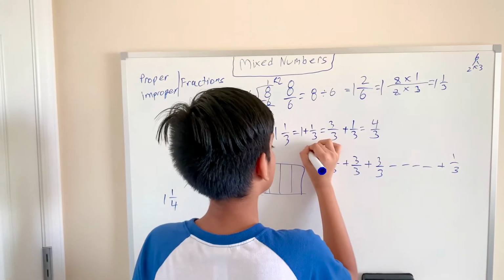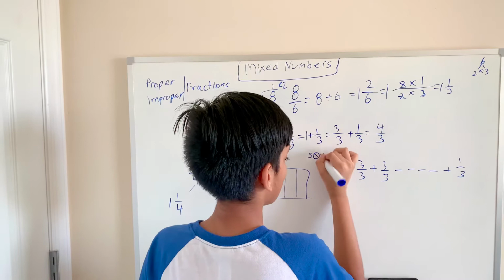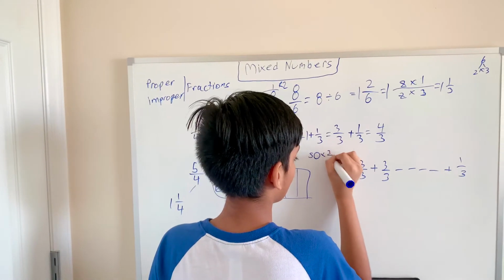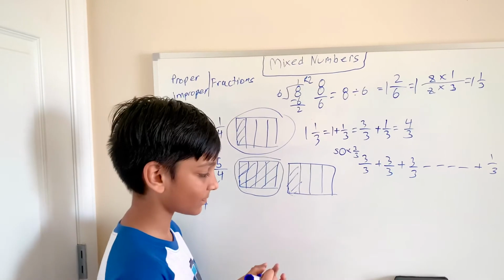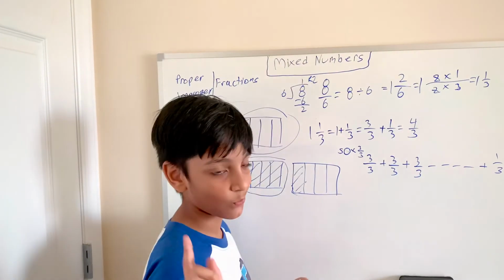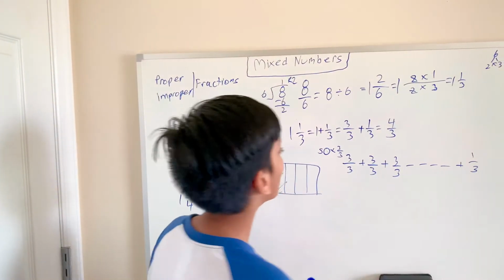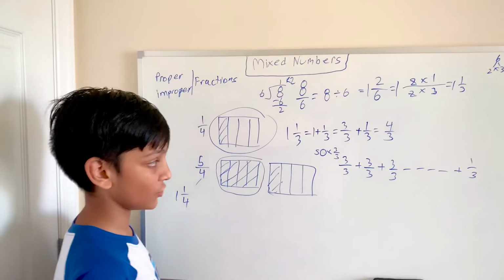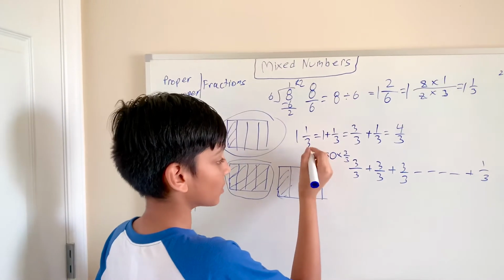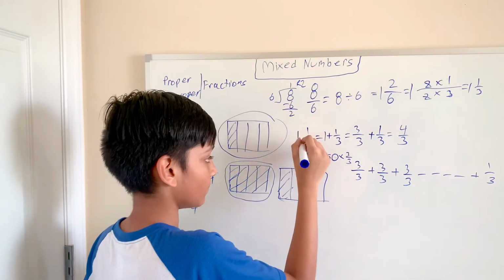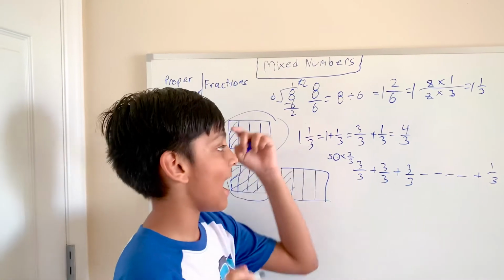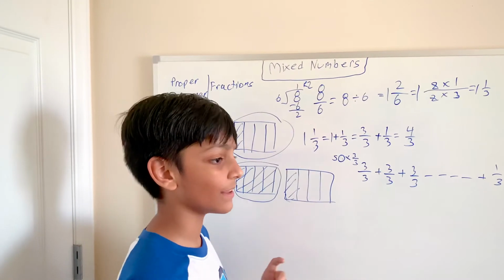So 50 times 3/3. But even that is a bit long compared to what we're going to do. We can actually just multiply the denominator and the whole number, and then we can add the numerator onto that.